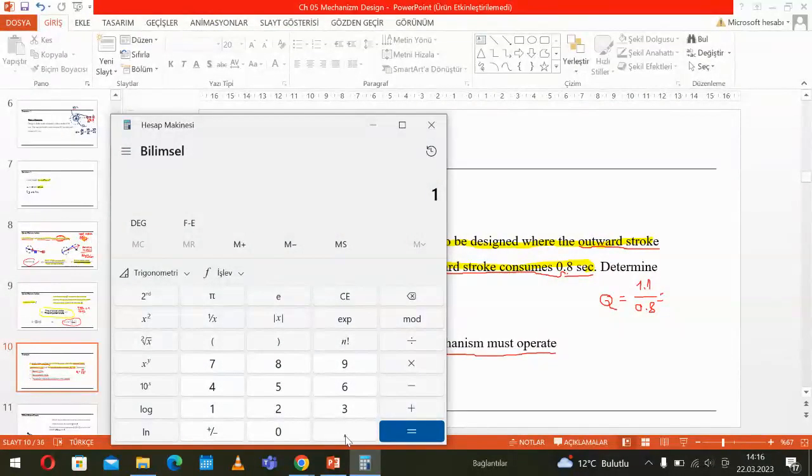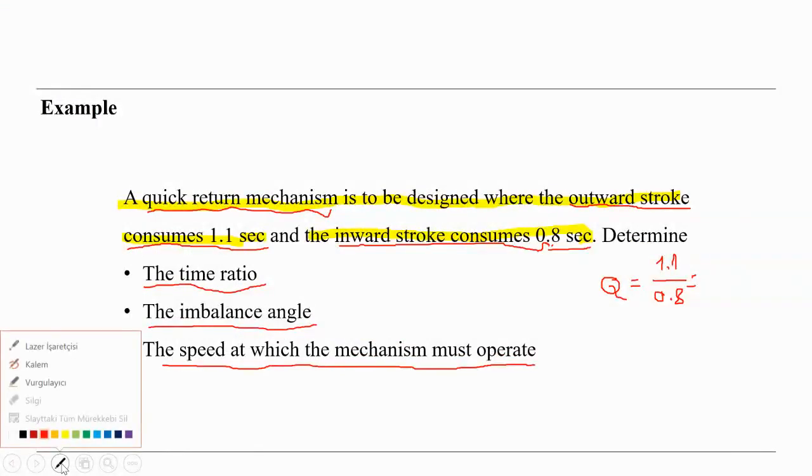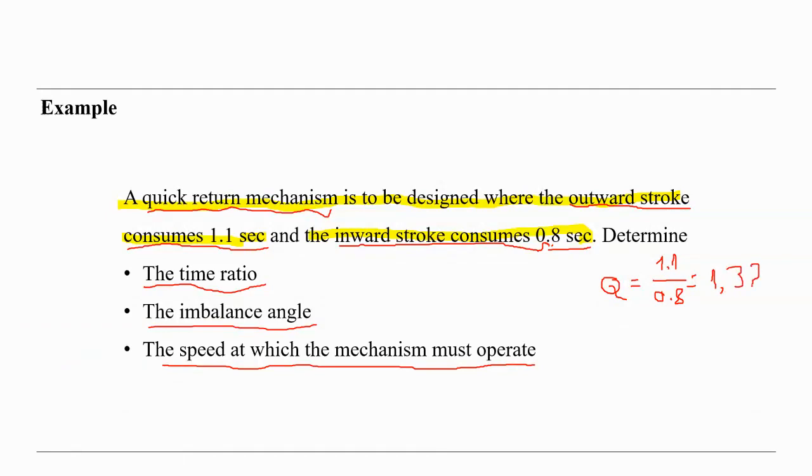So 1.1 over 0.8 is equal, so this is 1.375. So we know the value of Q.